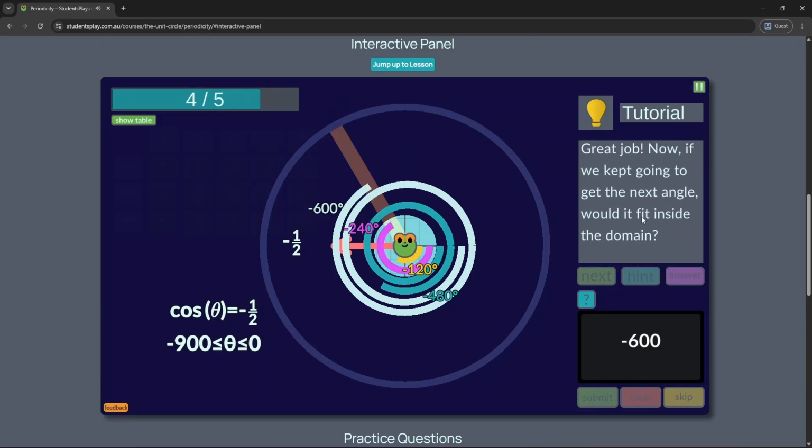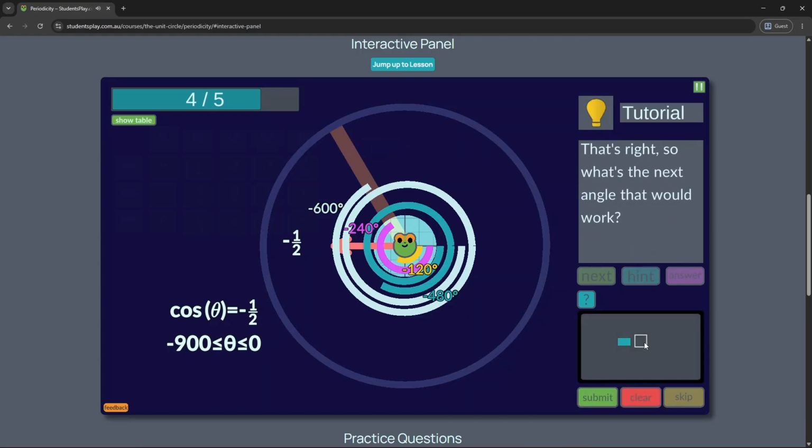Great job. If we kept going to get the next angle, would it still fit? So the 480, if we add 360 to that, 540, 840. Yeah, I think it still fits. That's right. So what's the next angle that would work? What did I just say? 940? No, 840. Don't forget to make it negative. Nice.